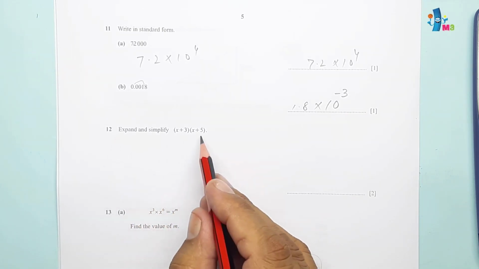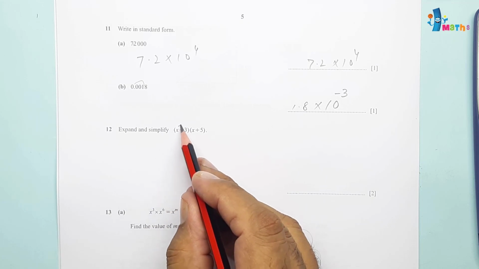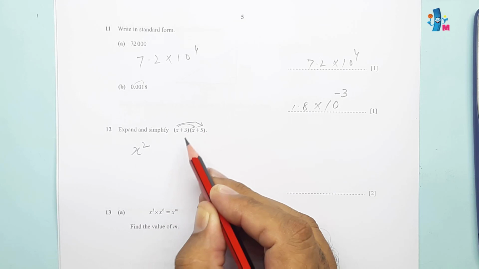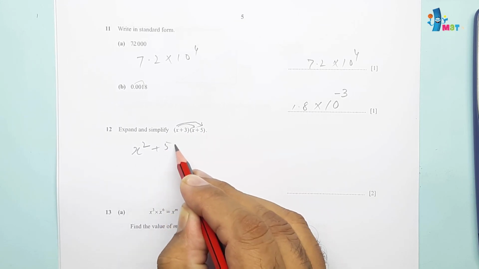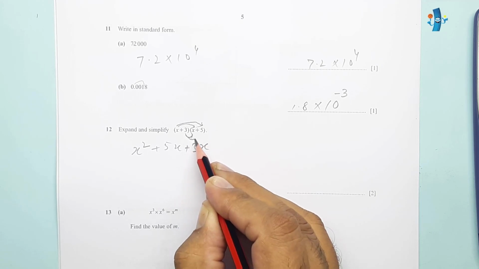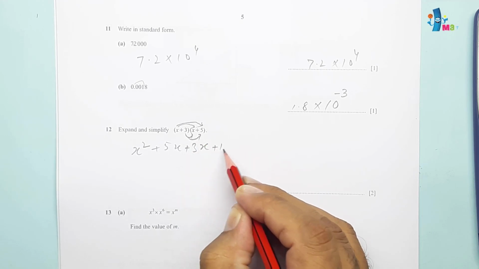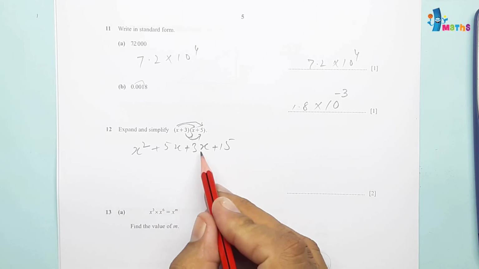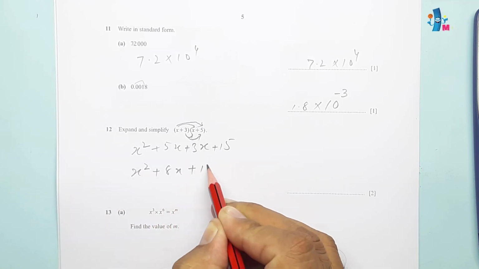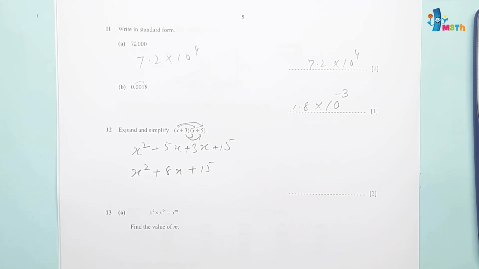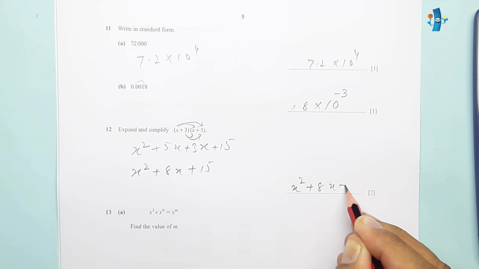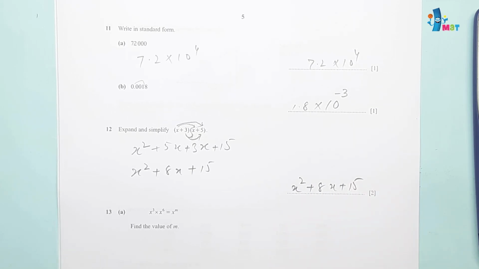Question number 12, expand and simplify. We will be multiplying x with x, so we'll get x squared, and then x with 5, we will get 5x, then 3 with x will be plus 3x, and 3 with 5 will be 15, so plus 15. Now we can simplify: x squared plus 8x plus 15. So our answer will be x squared plus 8x plus 15.